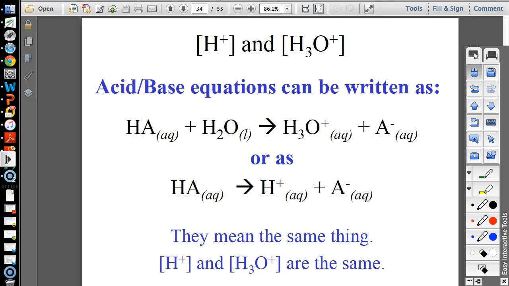So acid-base equations can be written, and I kind of just did this. I explained this about 5 times a second ago. Water, because this is all going to be equilibrium. Remember, pure solids and pure liquids don't go in an equilibrium expression anyway. So you don't have to write the water. I like to write it, but you don't have to. If you write the water, then you need to write hydronium. If you don't write the water, then you write hydrogen. Okay, it's both the same thing.